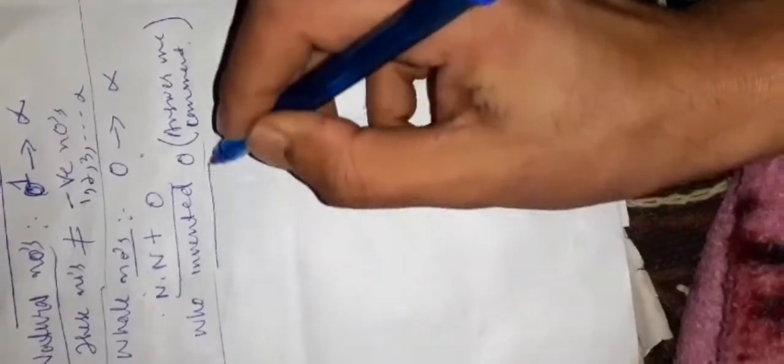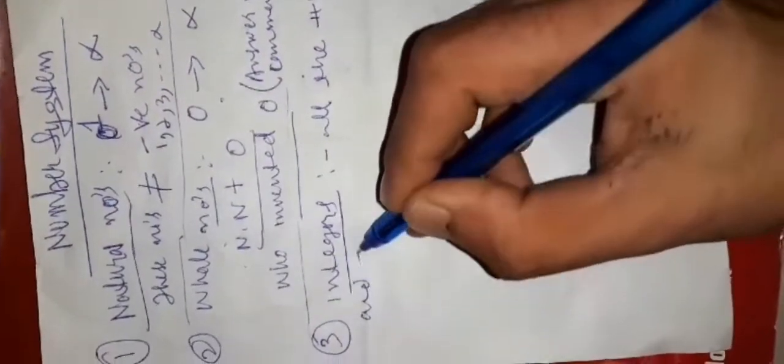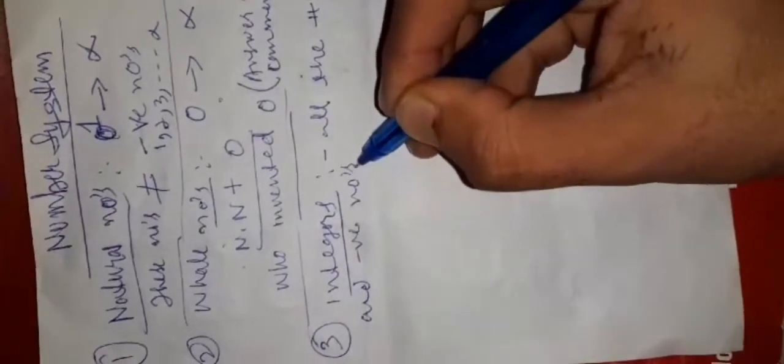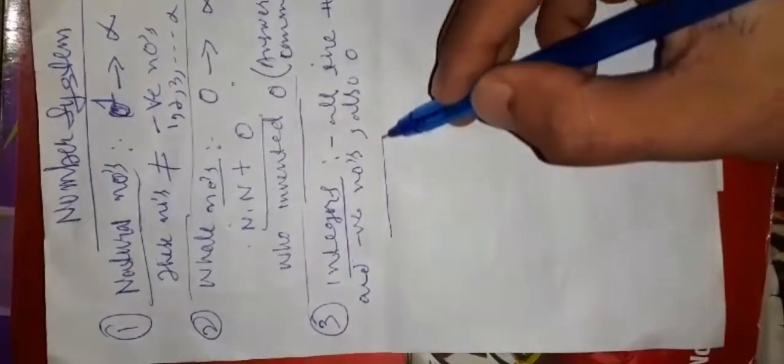Okay, then the third number type is integers. Integers include all the positive and negative numbers, also 0. Got it. But these numbers need to be represented on a number line.